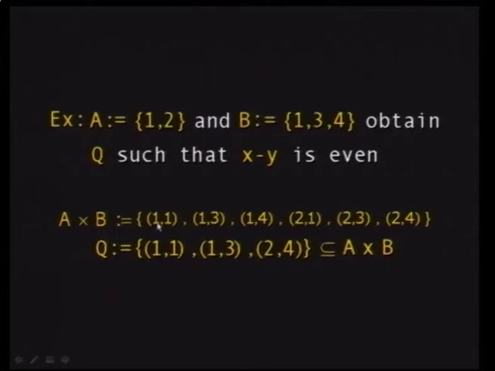So which do you choose? 1 minus 1 is equal to 0, so this is even. And 1 minus 3 also is even. 1 minus 4 is minus 3, so it's not even, so you don't take it. 2 minus 1 also not, 2 minus 3 also not, but 2 minus 4 is minus 2, which is even. So here you are only left with 3 elements, and you denote them by the set Q, having 3 elements, a subset of the Cartesian product, and those which only satisfy the relation that X minus Y is even.